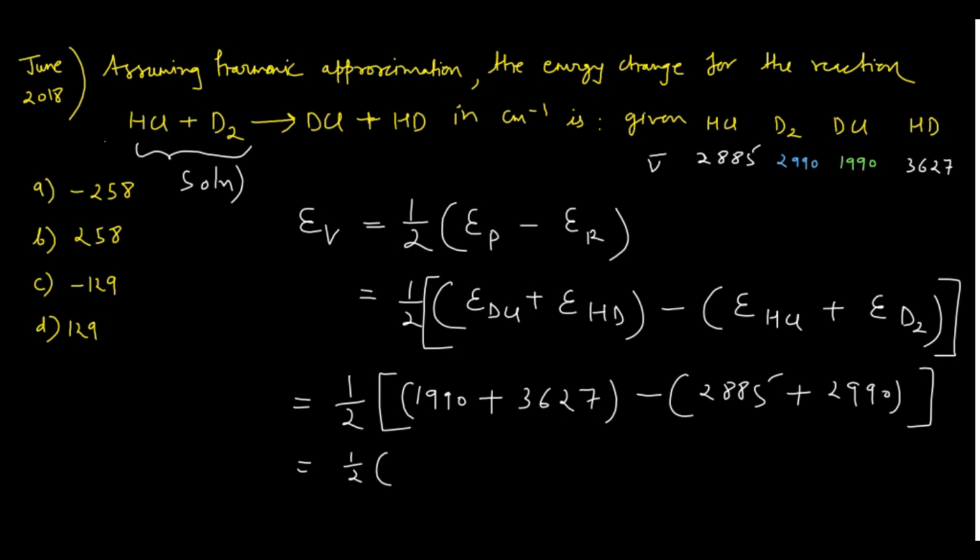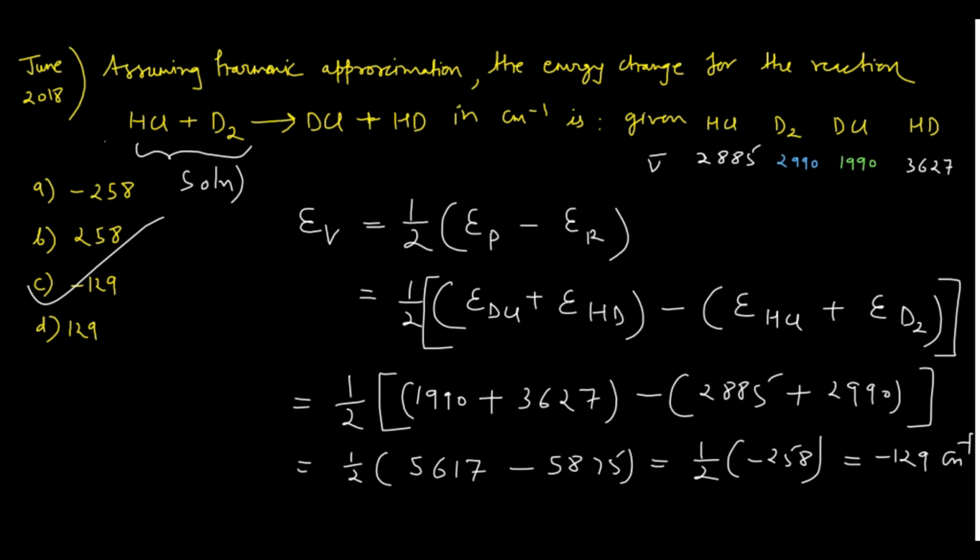That will give you half of, if you add these two, 5617 minus, if you add these other two, 5875. If you solve this, it gives minus 258, half of this is minus 129, of course in centimeter inverse. Now let's check. So minus 129 is the correct answer; option C is the correct answer in that case.